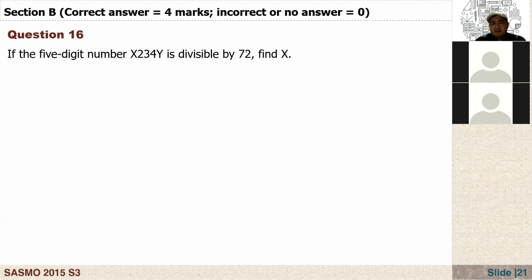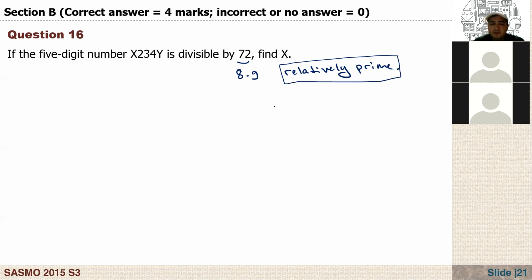Okay, as you see here, this 72, we can just write it as 8 times 9, and 8 and 9 are relatively prime, right? Relatively prime means the only common factor of these numbers is 1. They don't have any other common factor except for 1. So that means if this number is divisible by 72, it should be divisible by 8, and also it should be divisible by 9.